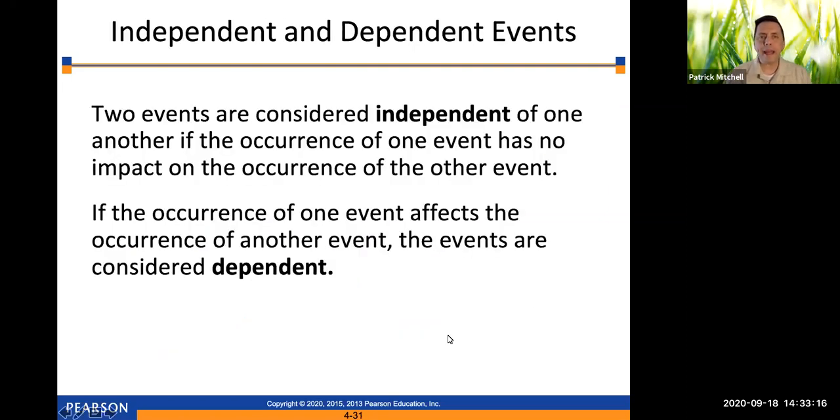All right, independence. Two events are considered independent of one another if the occurrence of one event has no impact on the occurrence of the other event. It doesn't make it any more or less likely. If the occurrence of one event does affect the occurrence of another event, then the events are called dependent.